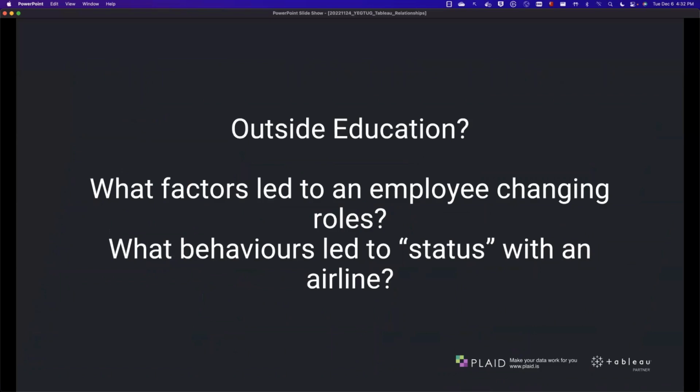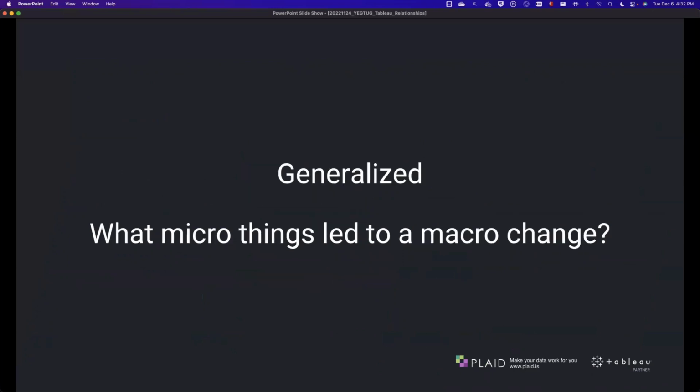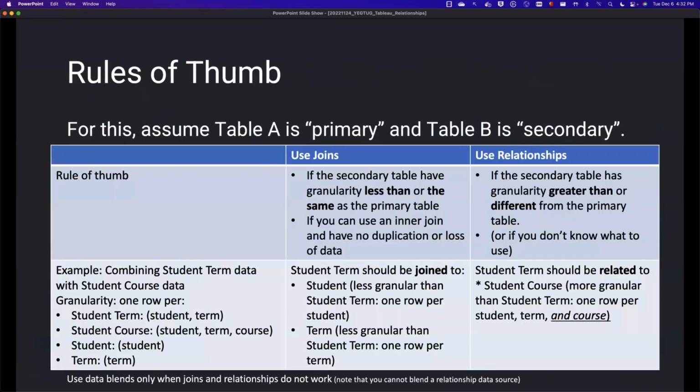Outside of the higher education context, maybe things like what factors led to an employee changing jobs, or what behaviors, such as credit card spend and flights, led to an increase in status with an airline. More generally, what micro behaviors led to a more macro change.